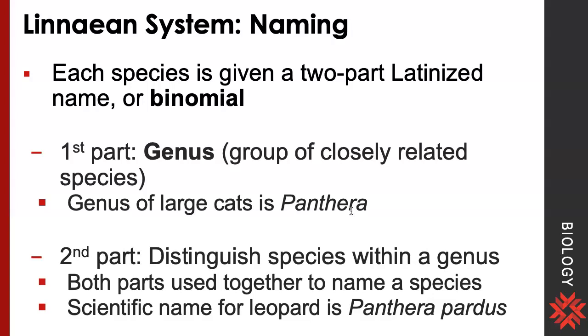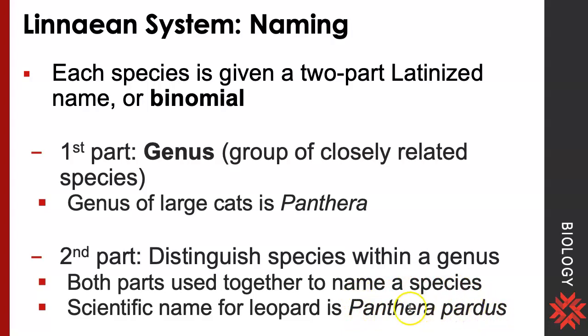So if you think of lions and tigers and leopards, these are all different species that are going to be found within that genus Panthera. But now let's look at the proper scientific names for these other large cats. So let's look at the leopard as an example. The leopard is a species found within the genus Panthera, and its entire name is Panthera pardus.